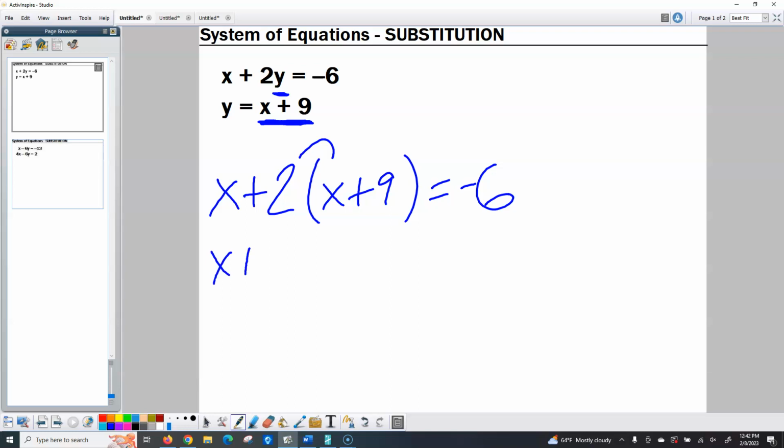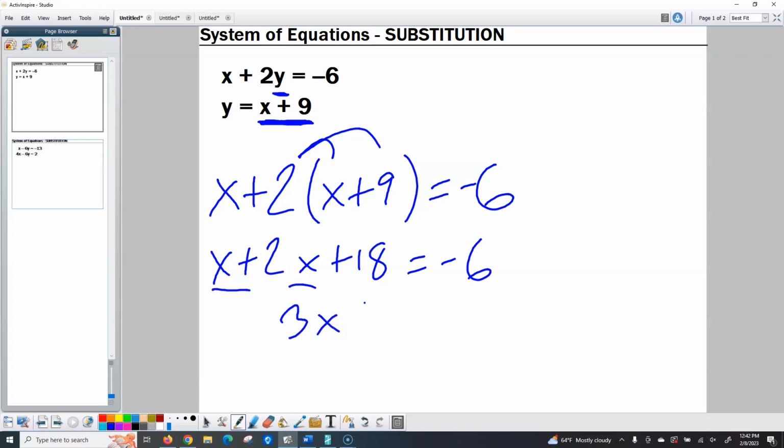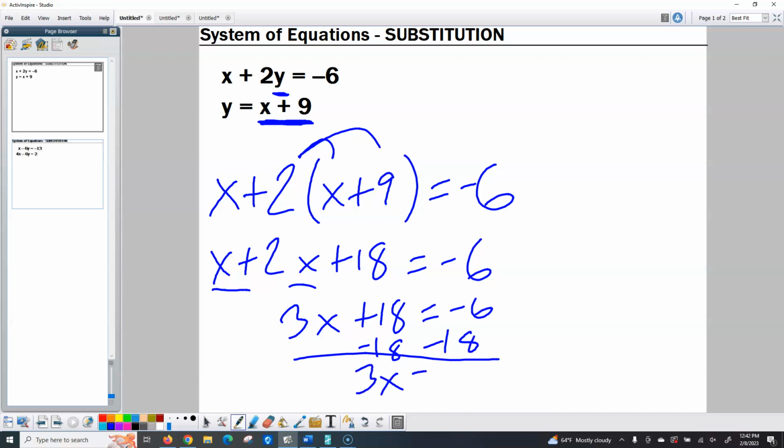So that would be x plus 2x plus 18 equals negative 6. Combine my like terms, that's 3x plus 18 equals negative 6. I subtract the 18, that would be 3x equals negative 24. And I divide by 3 on both sides and get x equals negative 8.